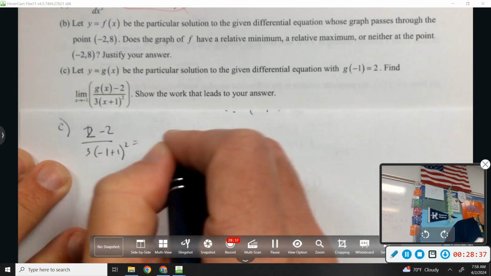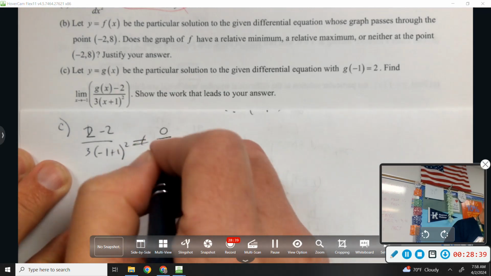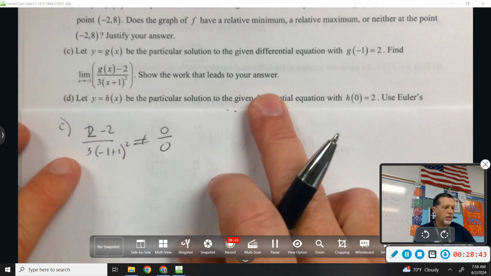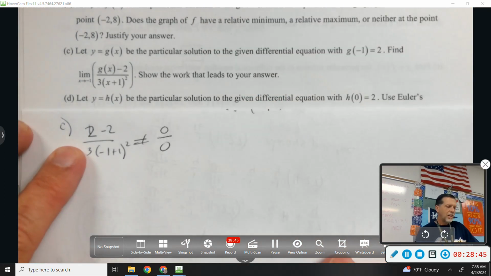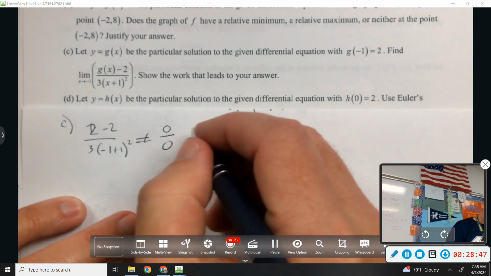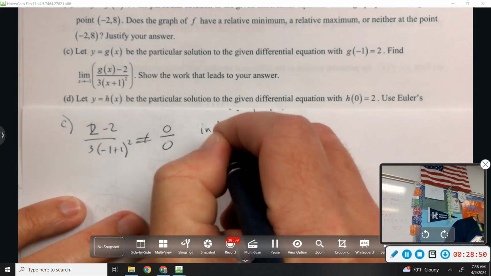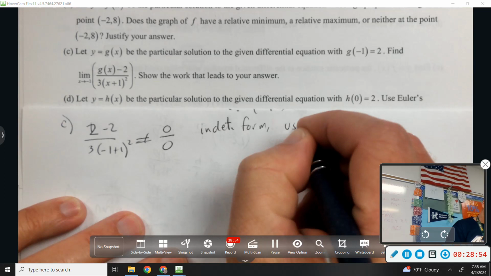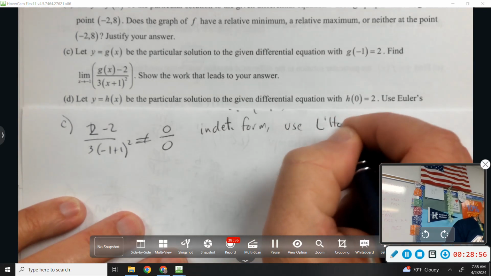Uh-oh. Whoops, I get 0 over 0. What happens when we get a limit of 0 over 0? What should we do? L'Hopital's rule. So let's say it: that's an indeterminate form. I'm going to use L'Hopital's rule.